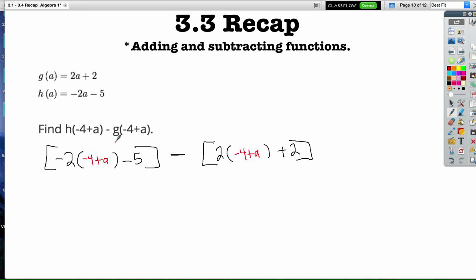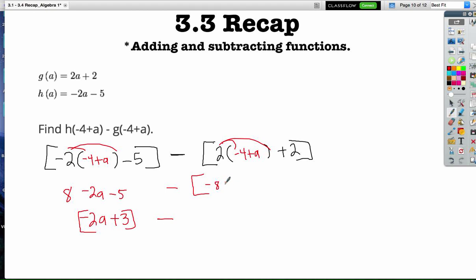Again, I need to completely combine like terms and distribute within each individual function first before I subtract. So I'm going to distribute the -2 in the first one, and that's going to come out to give us 8 minus 2a minus 5, which comes out to be -2a plus 3. In the next function, when we distribute the 2, that comes out to be a -8 plus 2a, and then bring down the plus 2, which comes out to be 2a minus 6.